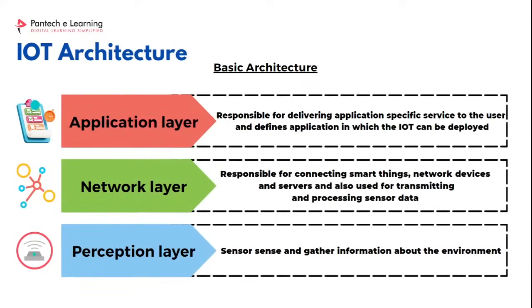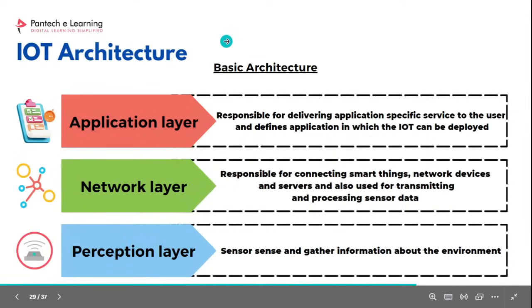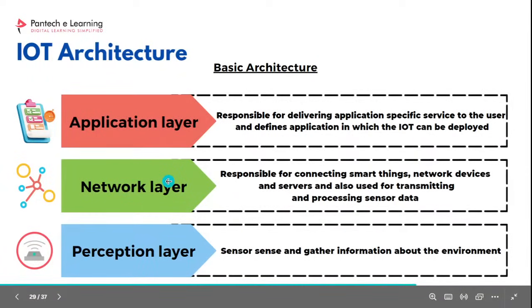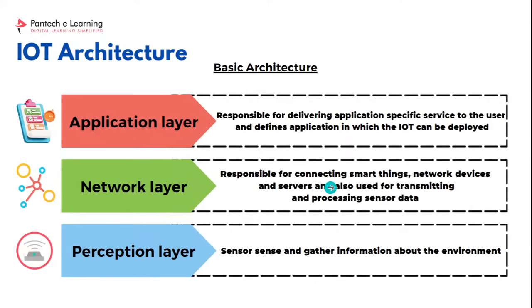So now IoT architecture. Coming to architecture, we can break it down to a simple 3-level architecture. First let's talk about the perception layer. Sensors sense and gather information about the environment. Once it has gathered information from the environment around it, I am going to pass this information to the network layer. The network layer is responsible for connecting smart things, network devices and servers, and is also used for transmitting and processing sensor data.